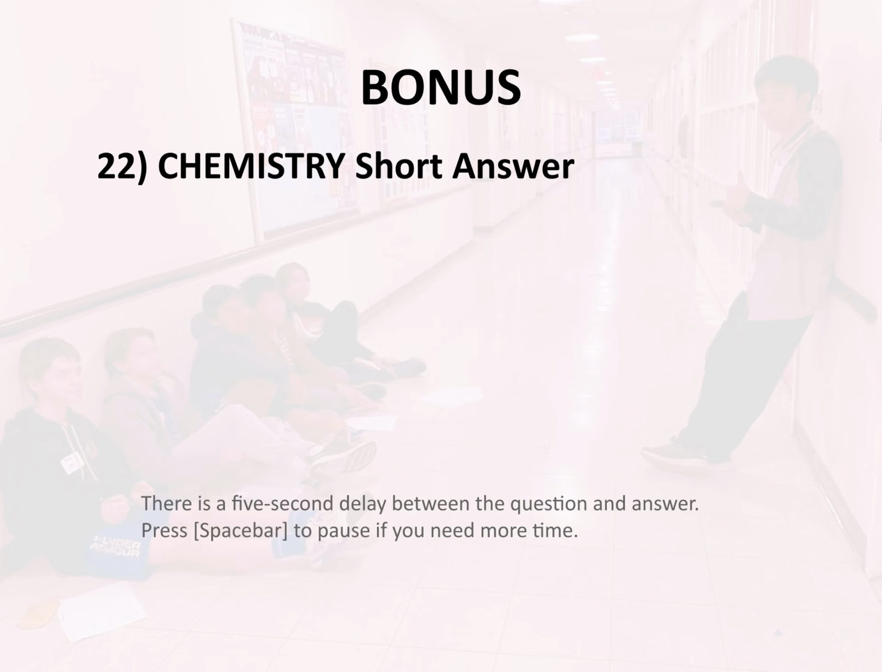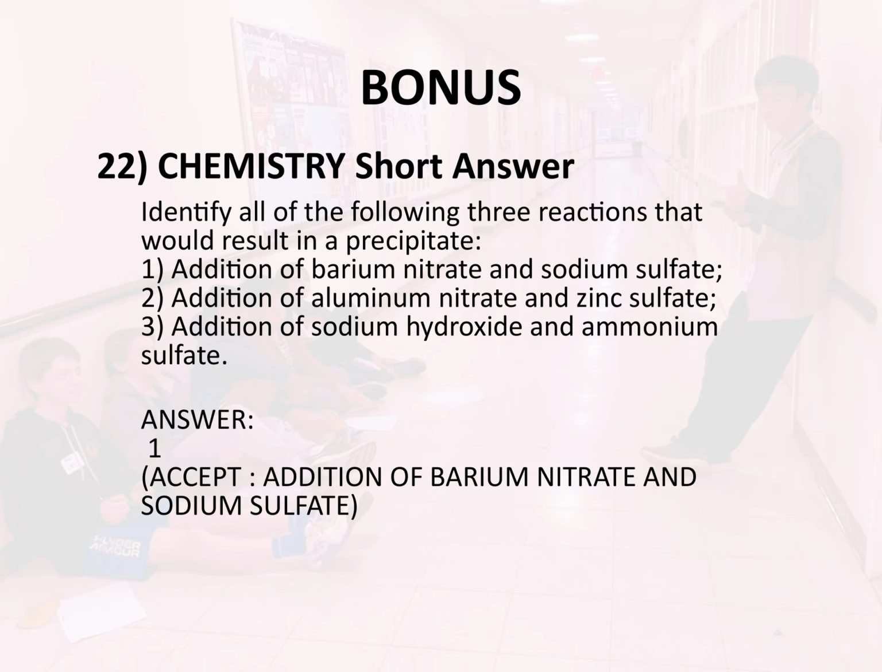Bonus 22. Chemistry. Short answer. Identify all of the following three reactions that would result in a precipitate. 1. Addition of barium nitrate and sodium sulfate. 2. Addition of aluminum nitrate and zinc sulfate. 3. Addition of sodium hydroxide and ammonium sulfate. Answer 1.